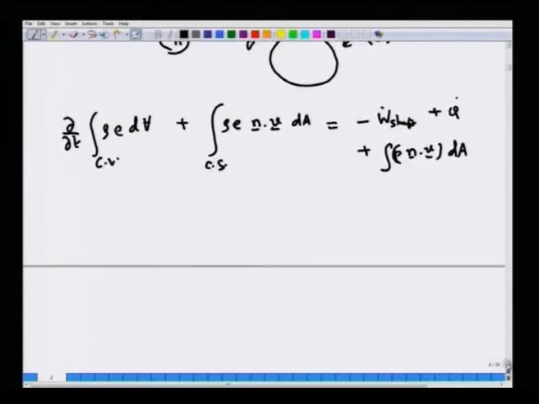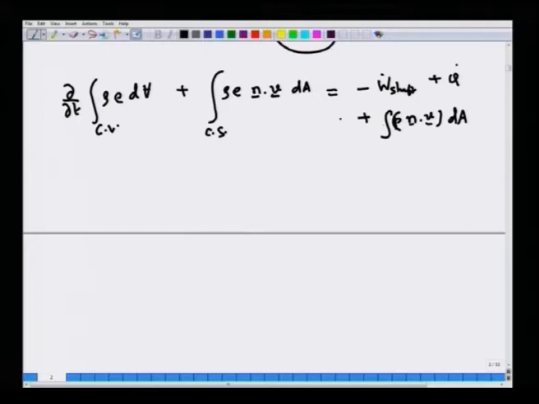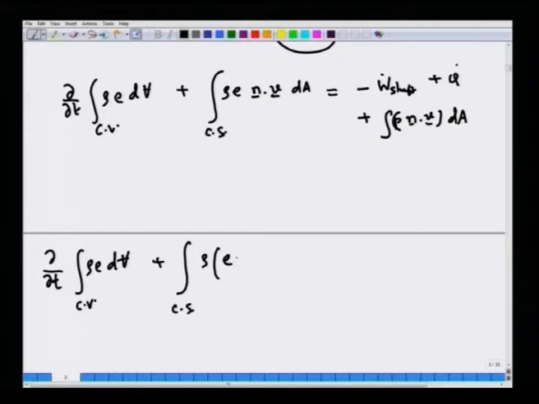Okay. Now, both these expressions have n dot V times dA, so we can pull this to the other side to write the integral of rho e dV over the CV, plus the integral over the CS of rho times (E plus P by rho) n dot V dA, is minus W shaft plus Q dot. Okay. So, this is our final simplified energy balance.